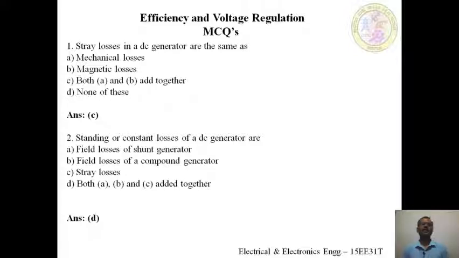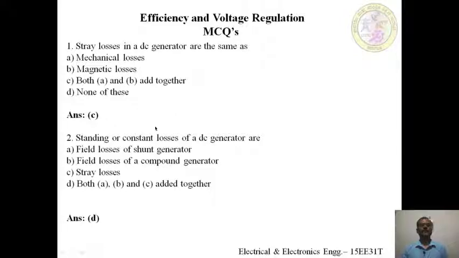Number 1, stray losses in a DC generator are the same as: A, mechanical losses; B, magnetic losses; C, both A and B; D, none of these. You know that the stray losses are mechanical loss plus magnetic losses. So hence the answer is C, both A and B added together.